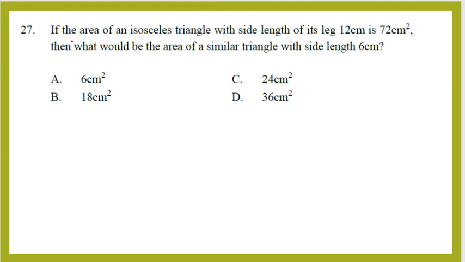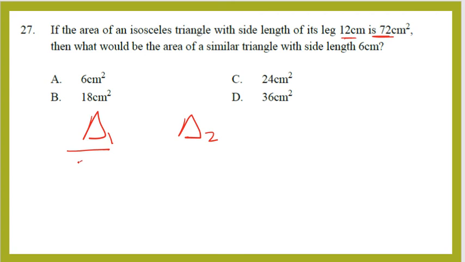It says if the area of an isosceles triangle with a leg side length of 12 is 72. 72 is the area, and one of the side lengths is 12. Then what would be the area of a similar triangle with side length 6? That means we are talking about two triangles. The first triangle and the second triangle. We have two triangles here.